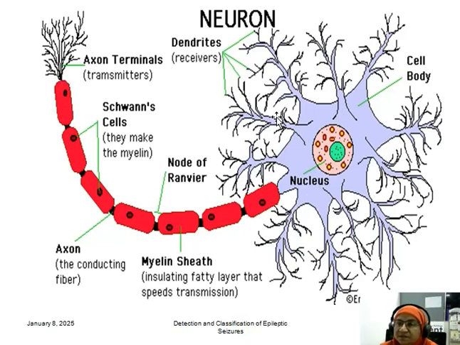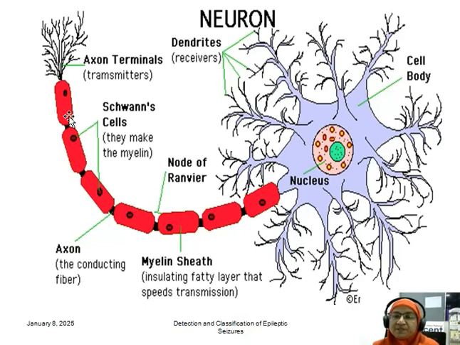Here this is the cell body, otherwise called the soma. And this axon, this red tail of the neuron, is called the axon. This is covered by the myelin sheath. This myelin sheath is an insulating fatty layer that speeds up the transmission of information from the input to the output. In between the myelin sheath you can see some gaps. They are called the nodes of Ranvier. The nodes of Ranvier are used to speed up the transmission.